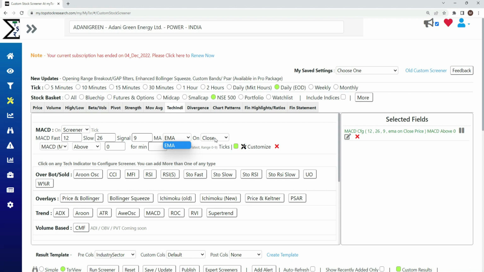What you can plot on is close price. Also, you can plot on other values, right? We'll be adding more options here. Open plus close by 2 is a good option. What we have is high plus low by 2. That again works very well, better than close price, because close price is just one random price.